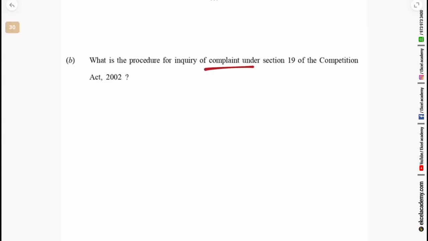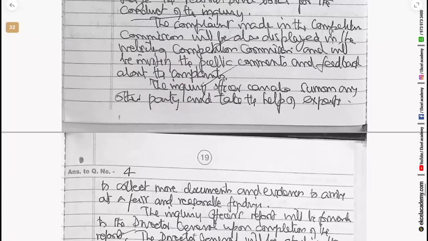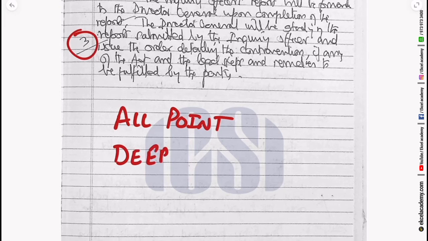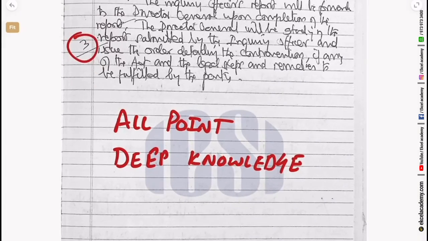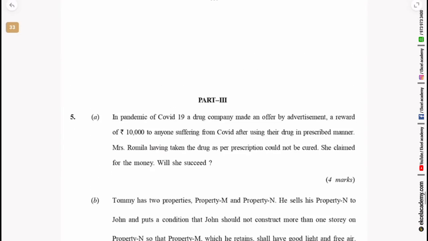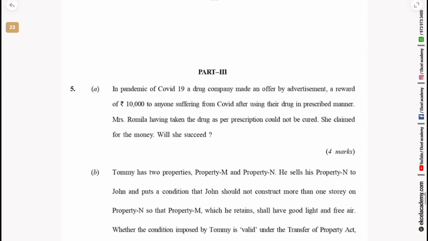Okay. So complaint. What is the procedure? Once the complaint is made, then what will happen? Again, it is given paragraph-wise, and 3 out of 4, because again you have all points. That means quantity and quality. The deep knowledge is there for you to see. So this is what you need to understand. Especially here, the knowledge is very deep. That is why even in some places where less is written, the marks are given because of the high quality and deep knowledge.